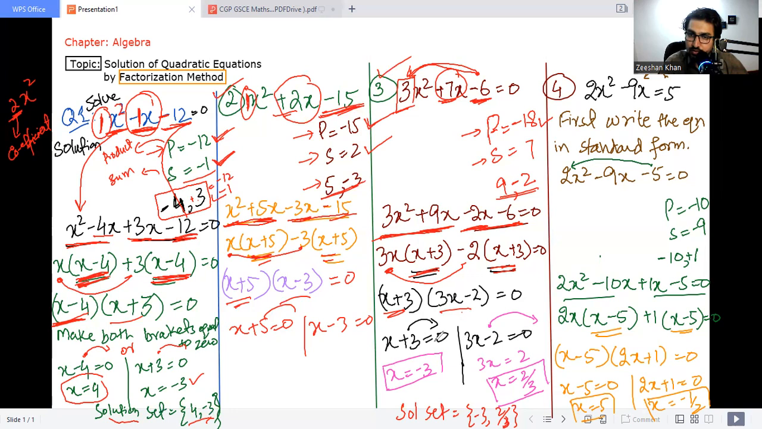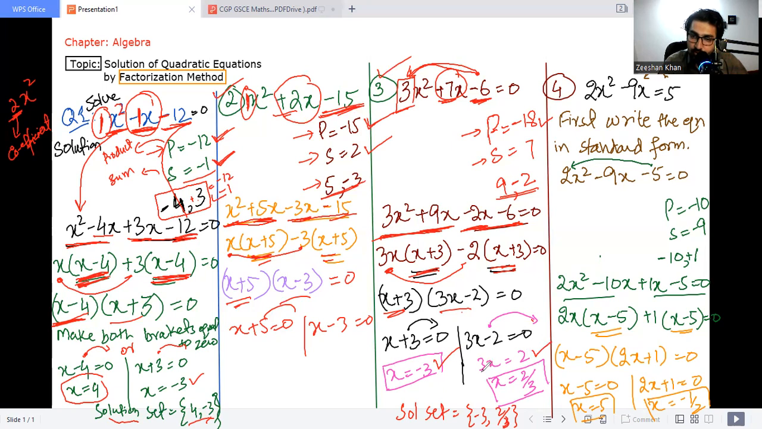So x plus 3 equals 0. We will shift this plus 3 to the other side. It will become negative 3. Now let's solve this one. So 3x minus 2 equal to 0. We will shift this negative 2 to the other side. It will become positive 2.